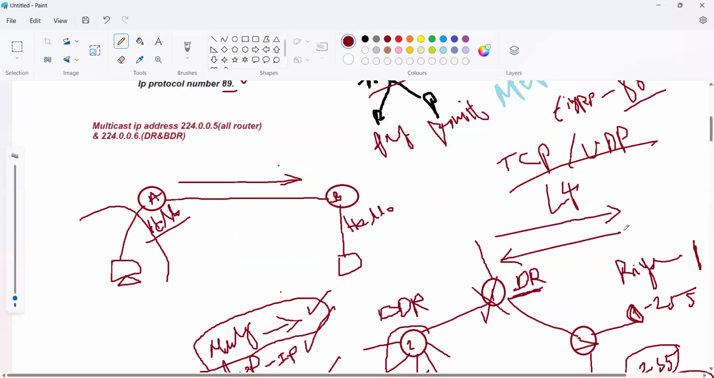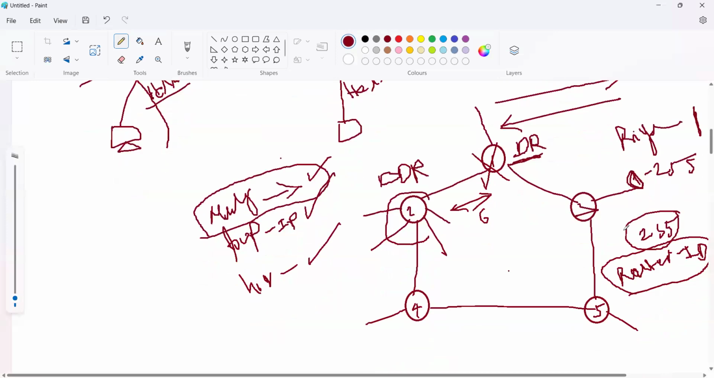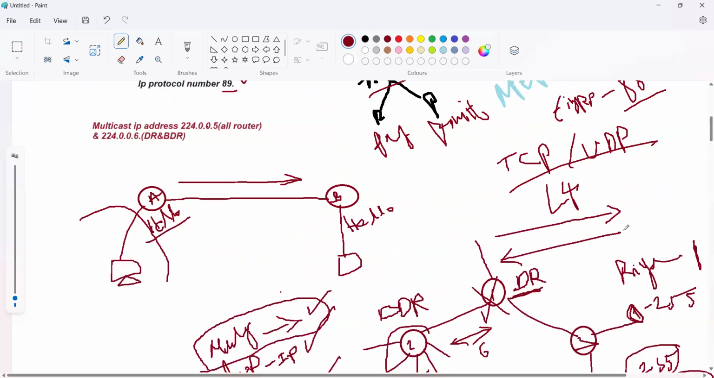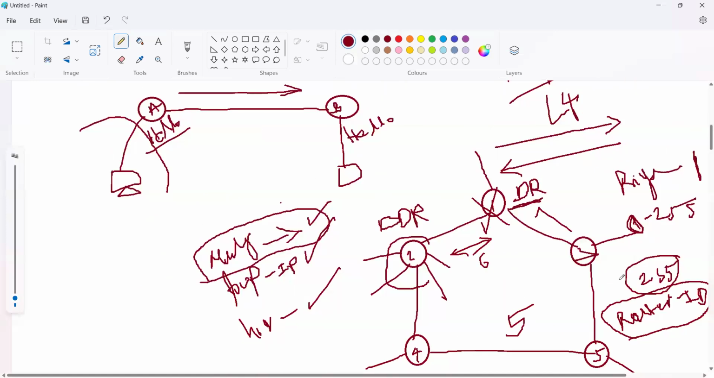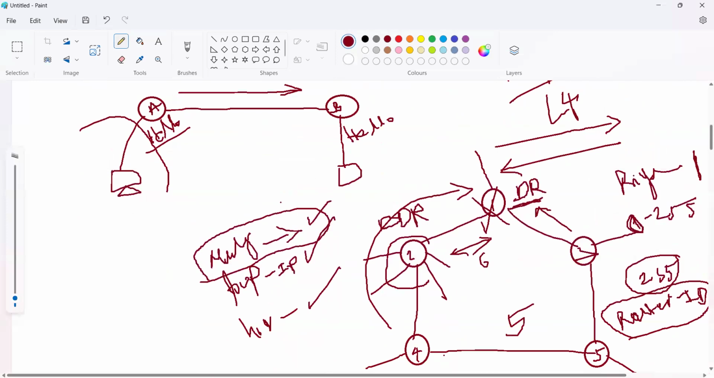In between, they will use multicast IP addresses: 224.0.0.5 for all the routers. They will send the updates to the DR. And one more thing, we will discuss the states also, but this is how the DR and BDR election will happen.